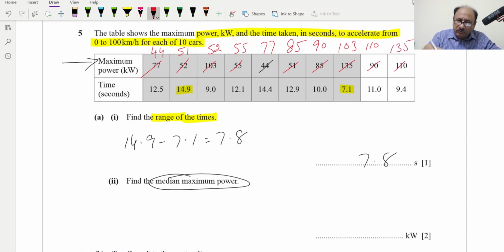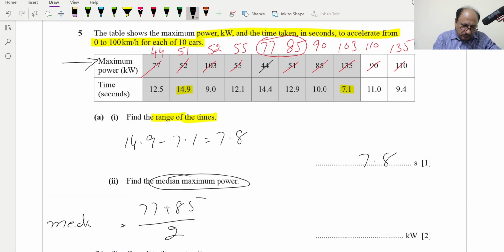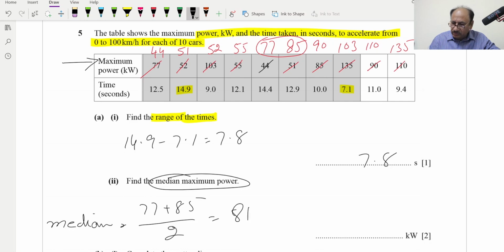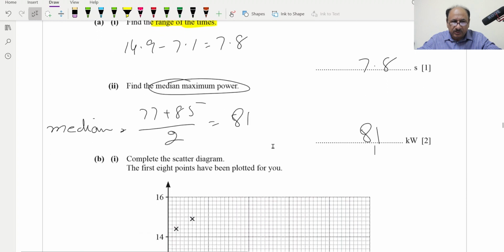So the middle two we will be taking, which are 77 and 85. So we can write here 77 plus 85 divided by 2. This will give us the median. So median will be equal to, we can add these two, 77 plus 85, and this will give us 81. So the answer will be 81 kilowatt. Hopefully you understood the median part also.